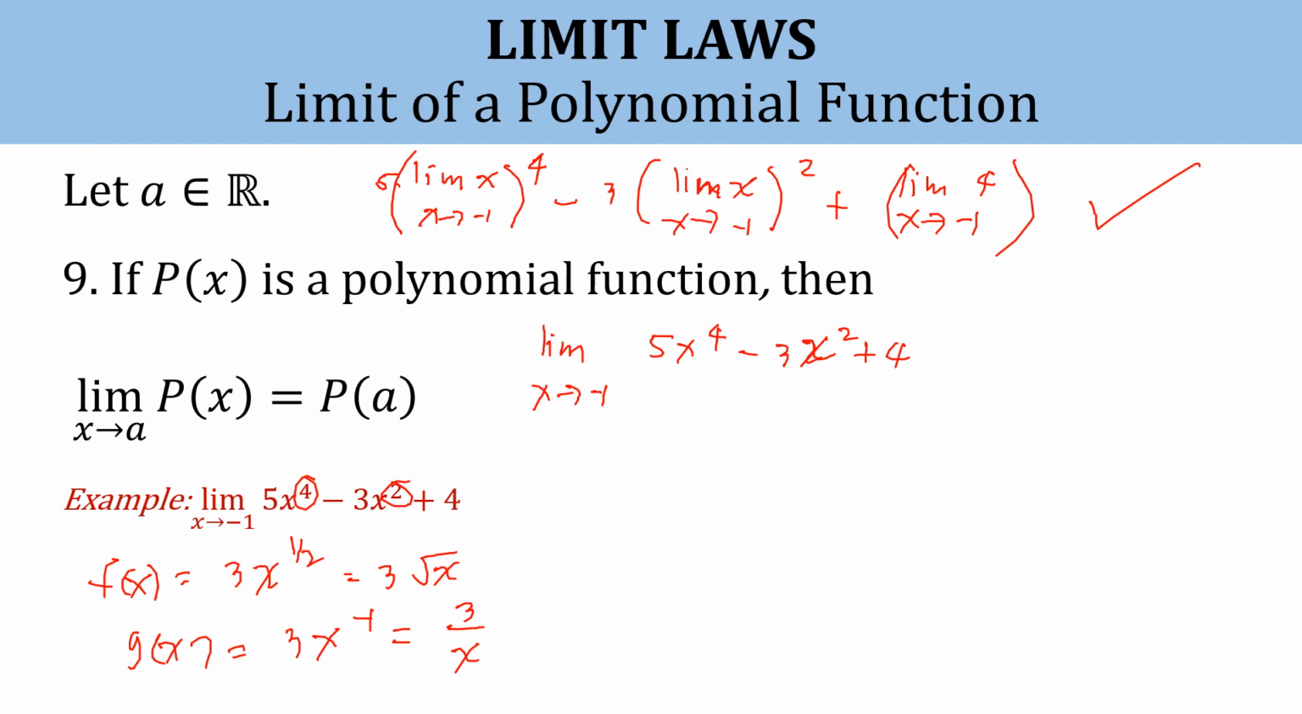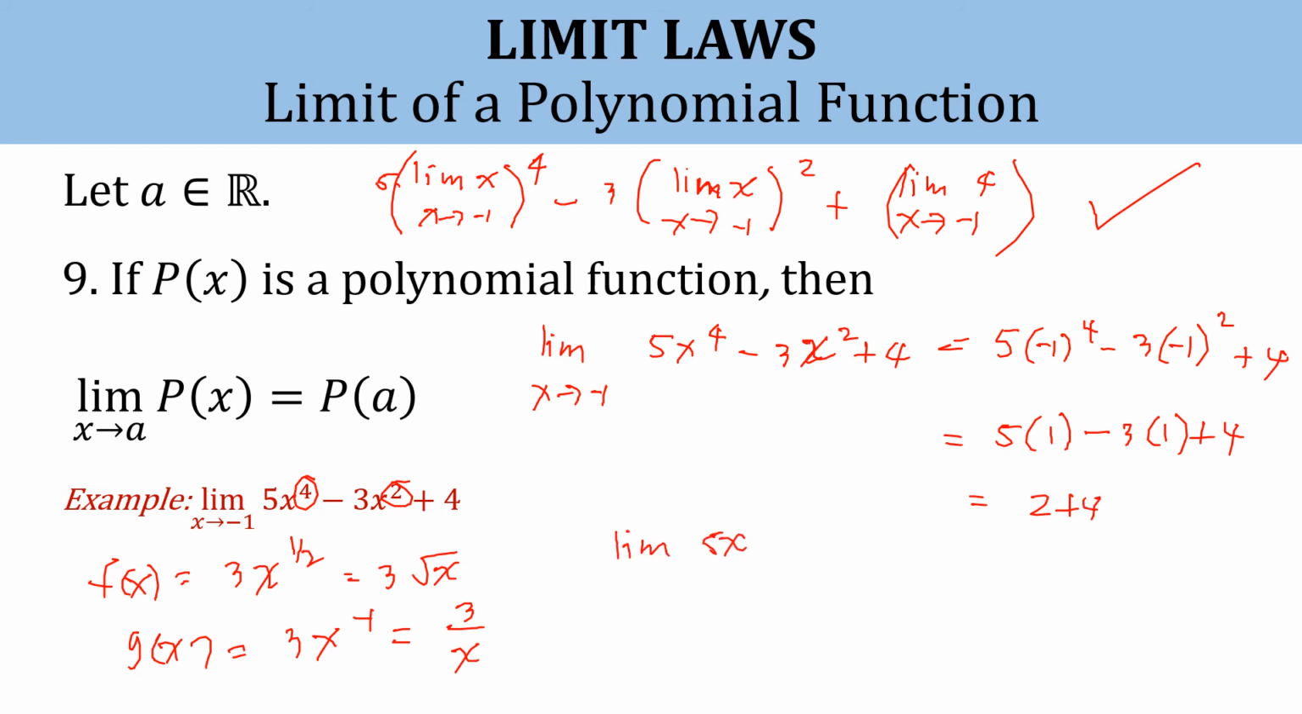So again, in order for us to find the limit, we just simply evaluate. We get 5 times negative 1 to the power of 4, minus 3 times negative 1 squared, plus 4. That's positive 1 because the power 4 is even, so 5 minus 3 times also positive 1, because 2 is even, and you'll get 5 minus 3 plus 4. Therefore the limit of 5x to the power of 4 minus 3x squared plus 4 as x approaches negative 1 is just equal to 6. And that's your answer.